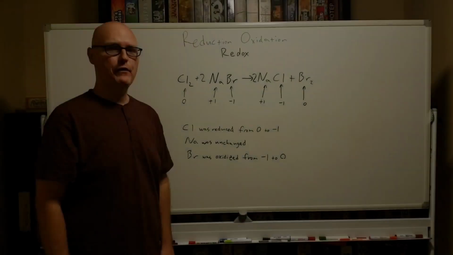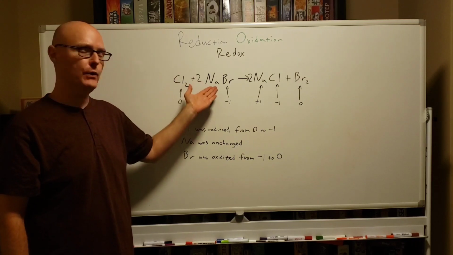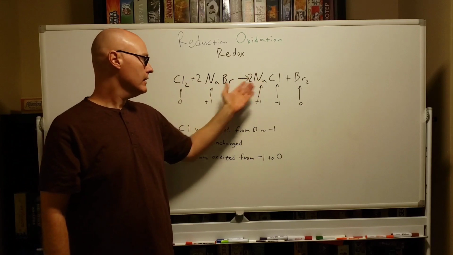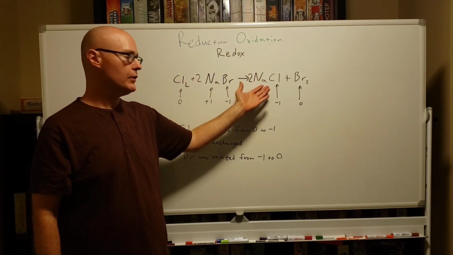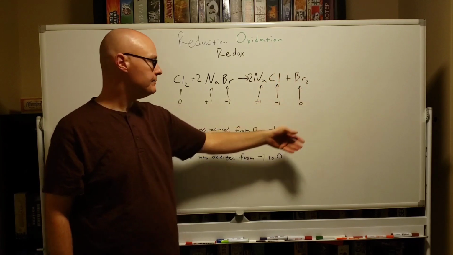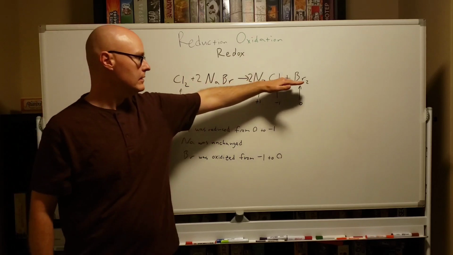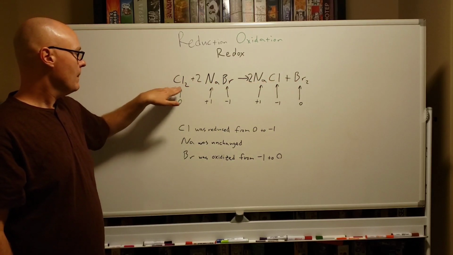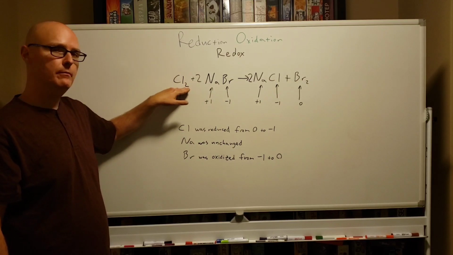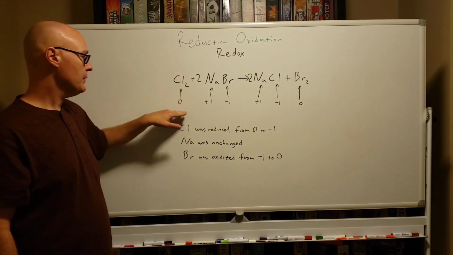to some applications. Our first example, we're going to combine chlorine gas with sodium bromide, it's a powder, to form sodium chloride, again, powder, plus bromine gas. Okay, so if I look at this reaction, I start off with chlorine gas. It is neutral by itself, therefore it has an oxidation number of 0. So we start off with 0.